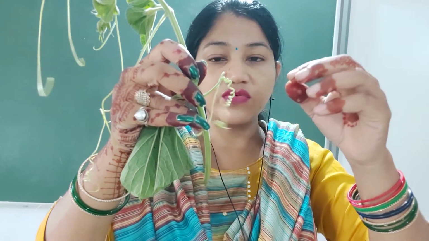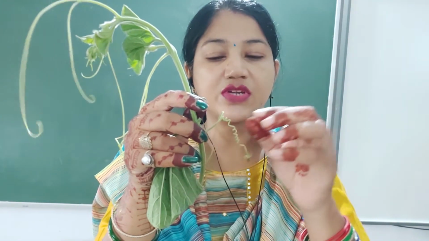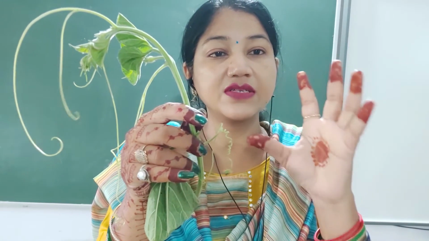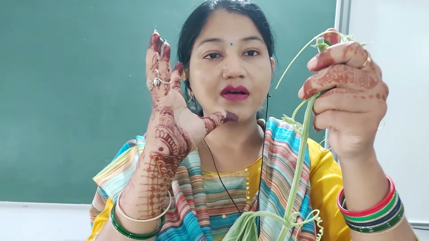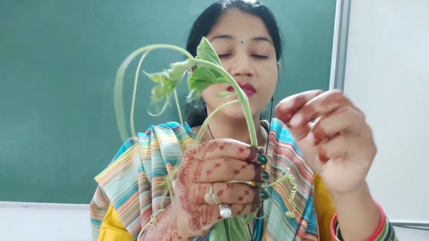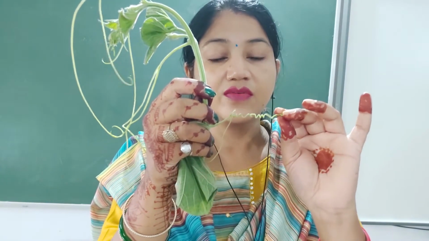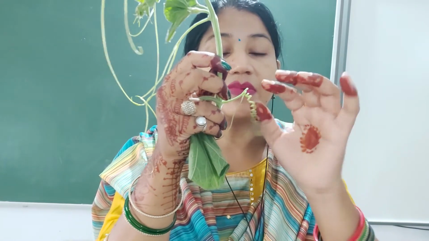The second modification of the stem is the tendril. As you can see here, there is a tendril, and such tendrils are present in the cucumber. Such tendrils are present in the gourds, because the fruits of these plants are too heavy and the stem is so soft. So it will not support the heavy fruit. That's why this stem gets modified into tendrils for support, to help in climbing. So this is again a modification of a stem, the tendril.